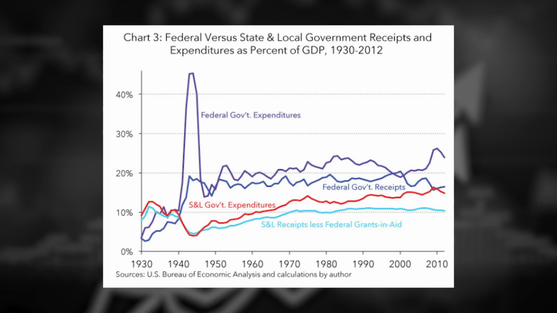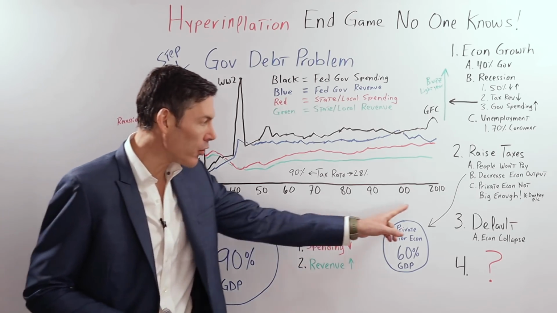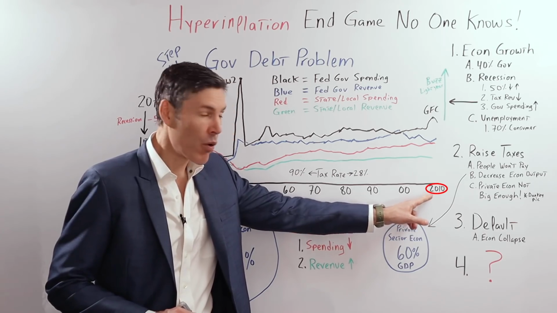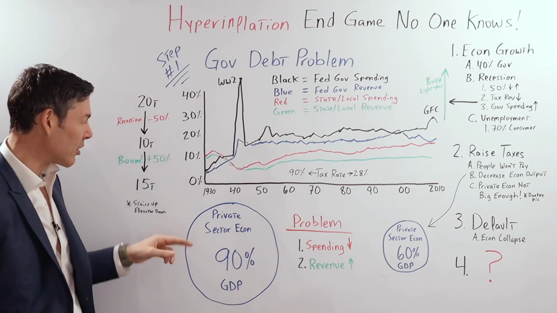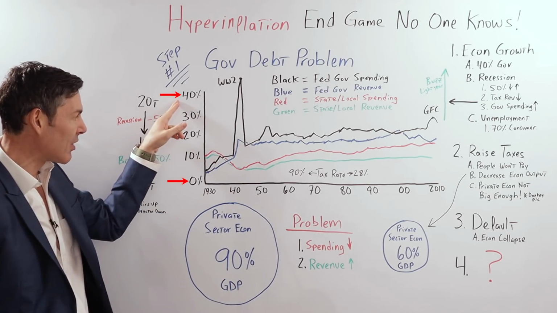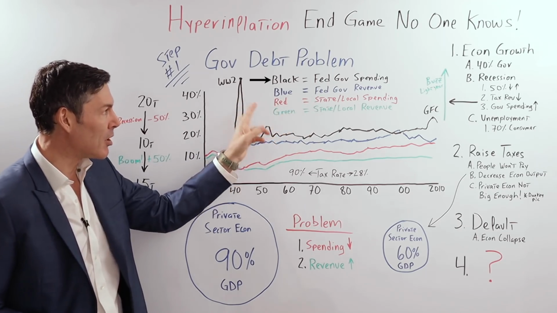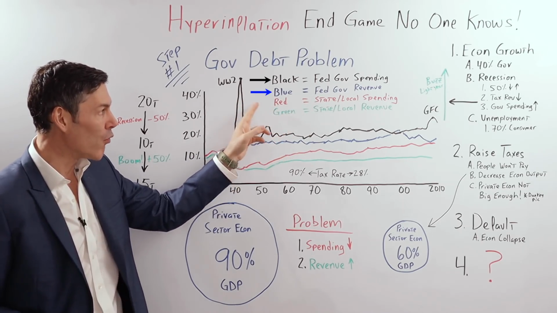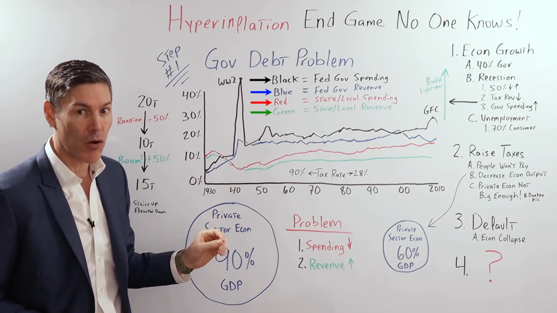I've got a chart of government spending and revenue to GDP. Starts at 1930, goes all the way to 2010. We're going to take it beyond 2010 in just a moment. On the left, it goes from 0% to 40% of GDP. The black line, federal government spending. Blue, federal government revenue. Red, state and local spending. The green line, state and local revenue.